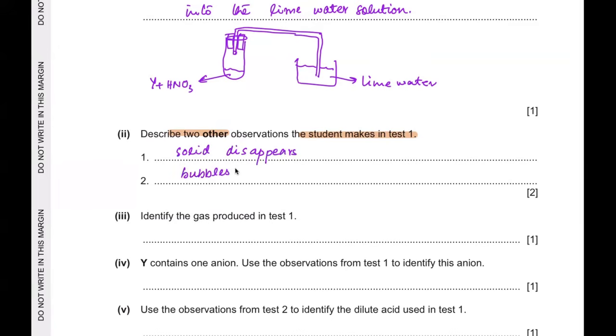Is this clear to all of you? Yes, sir. Sir, why would the solid disappear? Because the solid is Y and Y is undergoing the reaction forming the salt, water and carbon dioxide. So eventually there is no solid because all of it has reacted to form the products, right? Okay.